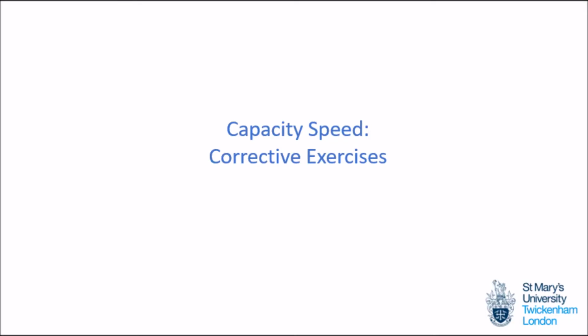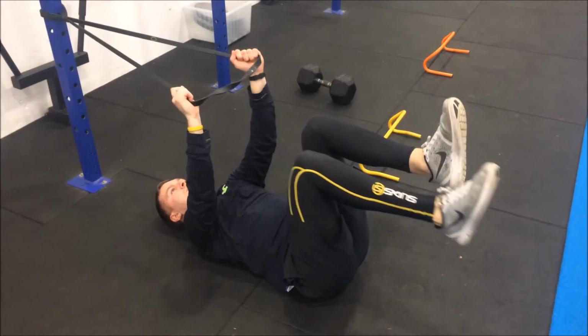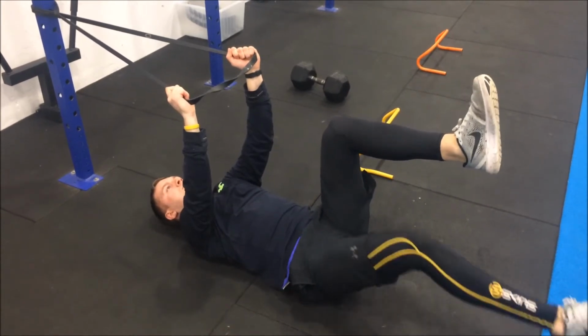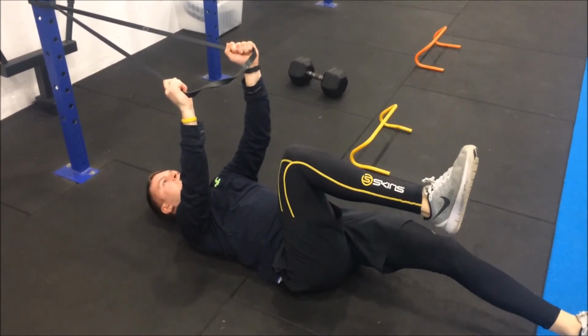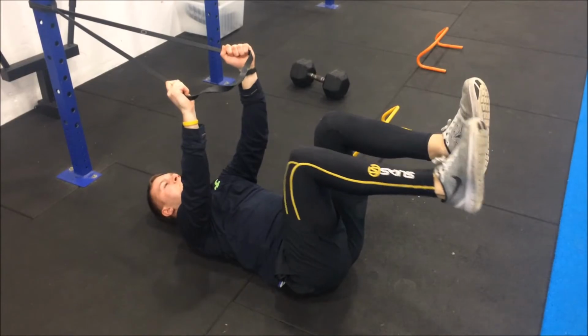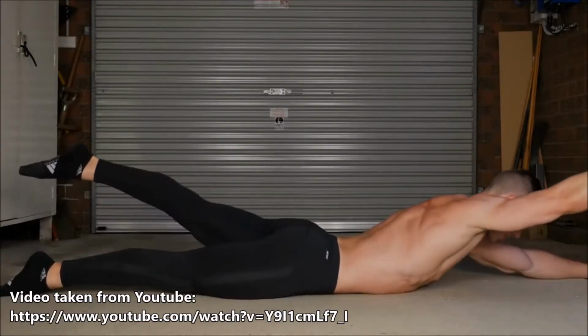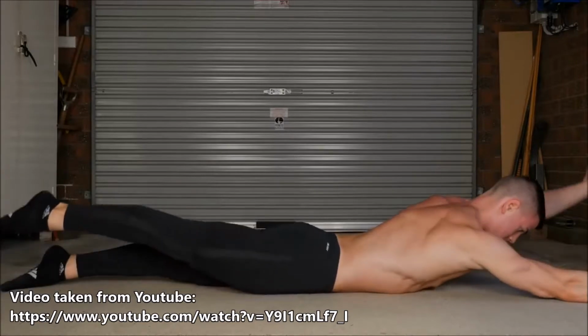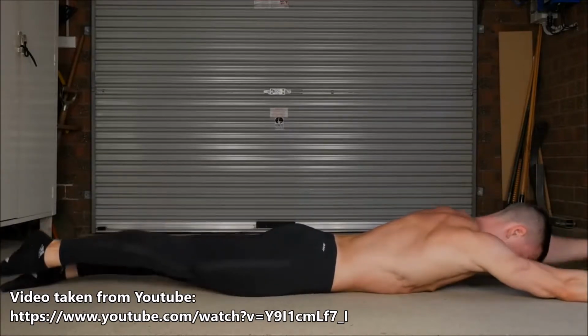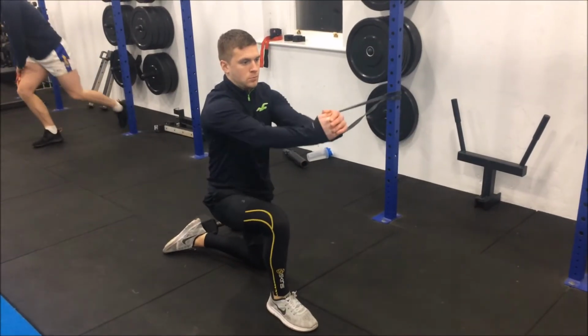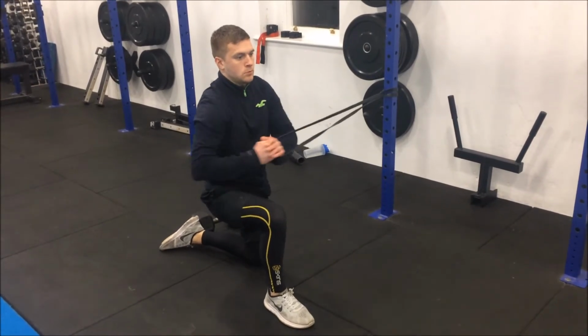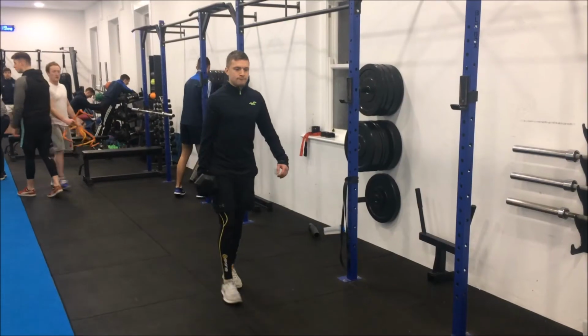In terms of corrective exercises, dead bug variations will help build anterior core stability, while things like Aquamans will help activate and strengthen the erector spinae, and both will aid in resisting flexion and maintaining an upright posture when running. Secondly, Pallof press and suitcase carries will help resist rotation and reduce any energy leaks associated with rotation when running.